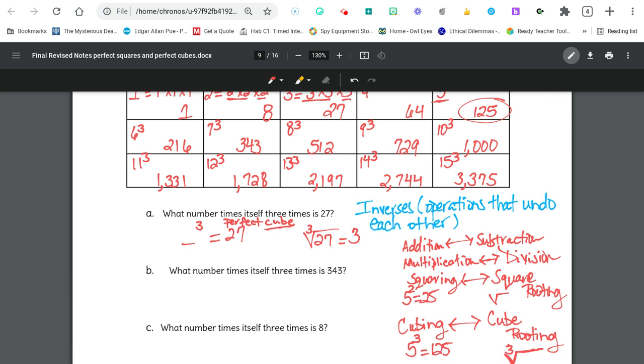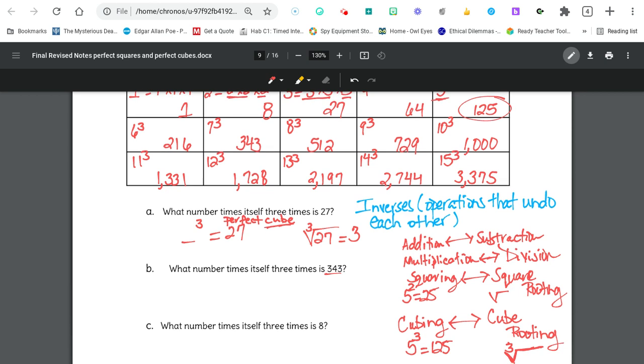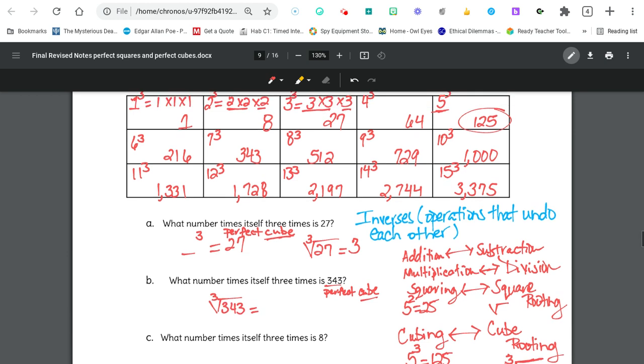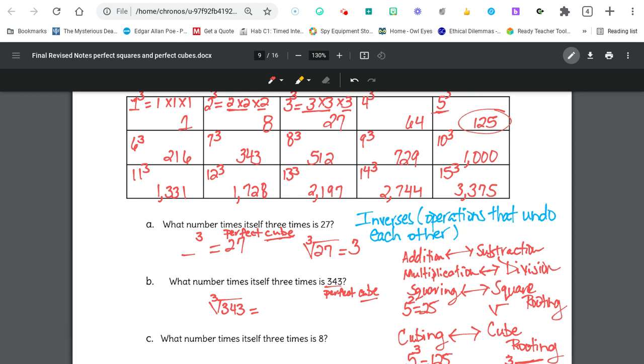All right, B says, what number did I multiply by itself 3 times to get 343? Well, this also is a perfect cube. And to undo a cube, we cube root. So to work backwards to figure out what that is, I write it in that notation. The cube root of 343 is 7.